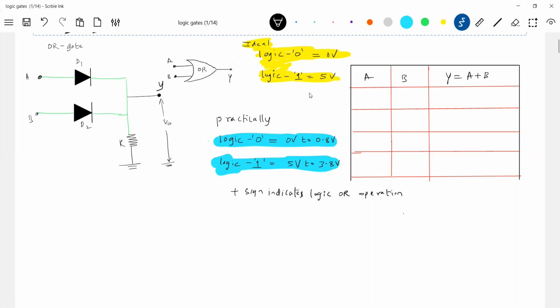Okay, let's see how to implement this logic OR operation. I have a diode, and this is a resistor. First I'll make A equal to 0 volt. A equal to 0 volt means both the diodes are unbiased, there is no voltage. And what will Y be? V naught will be 0.